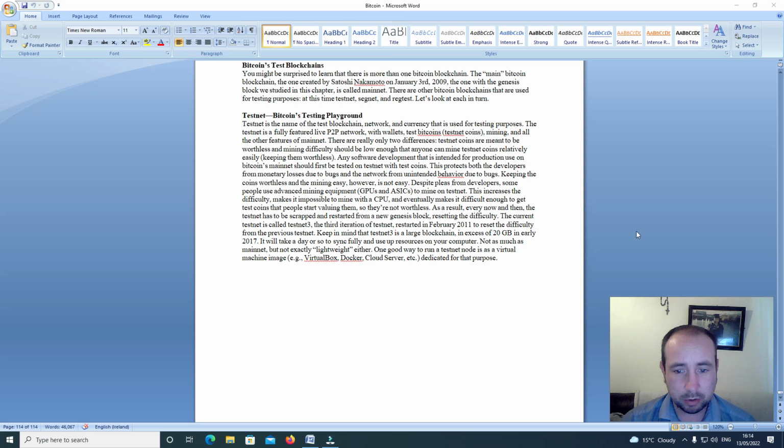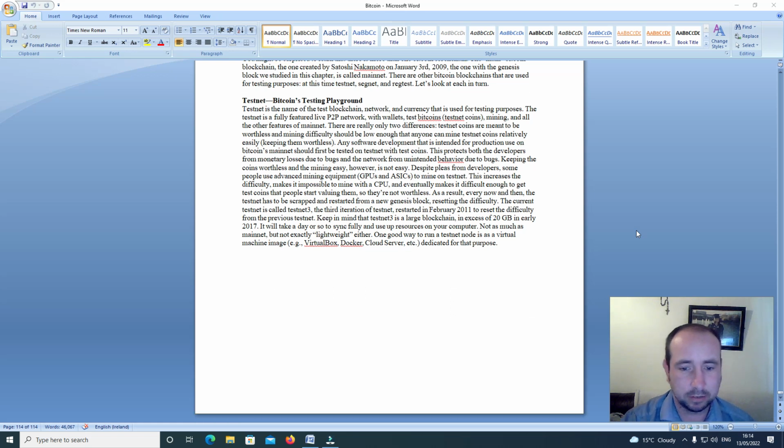One good way to run a testnet node is as a virtual machine image, e.g. VirtualBox, Docker, or a cloud server dedicated for that purpose.